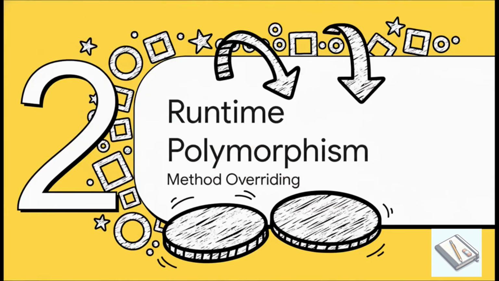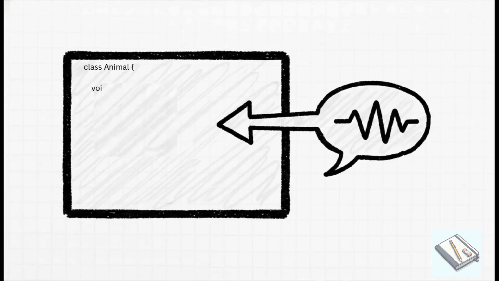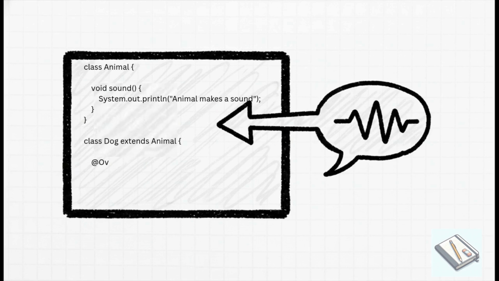Now, polymorphism in Java really comes in two main flavors. We're going to start with the most common one, the one you'll see out in the wild all the time. It's called runtime polymorphism, and we achieve it using something called method overriding. To really get this, let's just build it. We'll start with a really general superclass called Animal. This class has one basic method, sound, and all it does is print out a generic message.